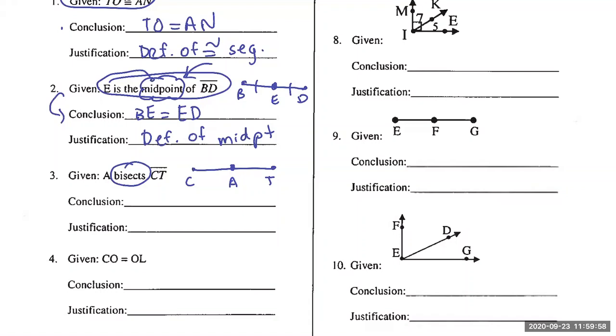Okay, good. If it bisects, it cuts it in half, so you know CA must be equal to AT. Well, that looks really similar to the definition of the midpoint. The reason I know my justification isn't saying definition of midpoint is because of the word bisects. So, definition of segment bisector.